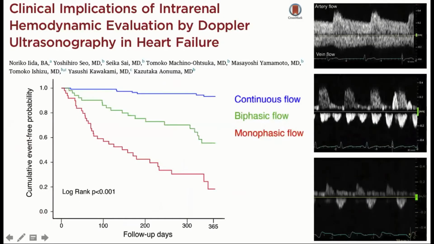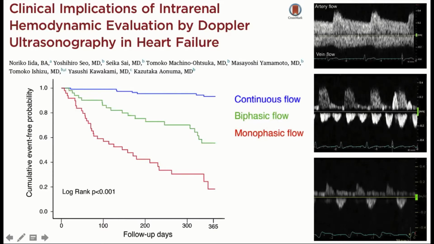Now, in this very important work by this Japanese group led by Noriko Ida, they evaluated these alterations in intra-renal venous flow that occur in patients with venous congestion and heart failure. They classified these alterations as normal, which means a slightly pulsatile but continuous venous flow, here at the top. Moderate congestion is seen here as a biphasic flow, that means a flow that is interrupted in both systole and diastole. And finally, the severe degree of venous congestion can be seen with a monophasic pattern of flow, in which venous flow only occurs during one phase of the cardiac cycle. It can be either systole or diastole, and this is usually diastole.